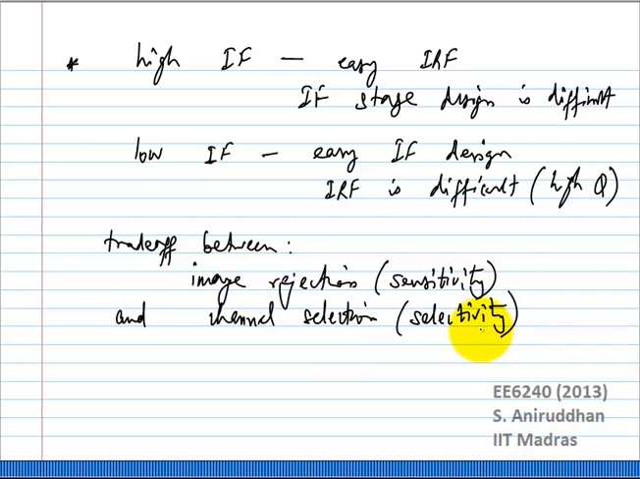Okay, so this is a straightforward trade-off, right? The choice of IF will completely depend on how easily you can design your IF circuit, and how easy it is to design your image reject filter, whether you want to put it off chip or on chip and so on.